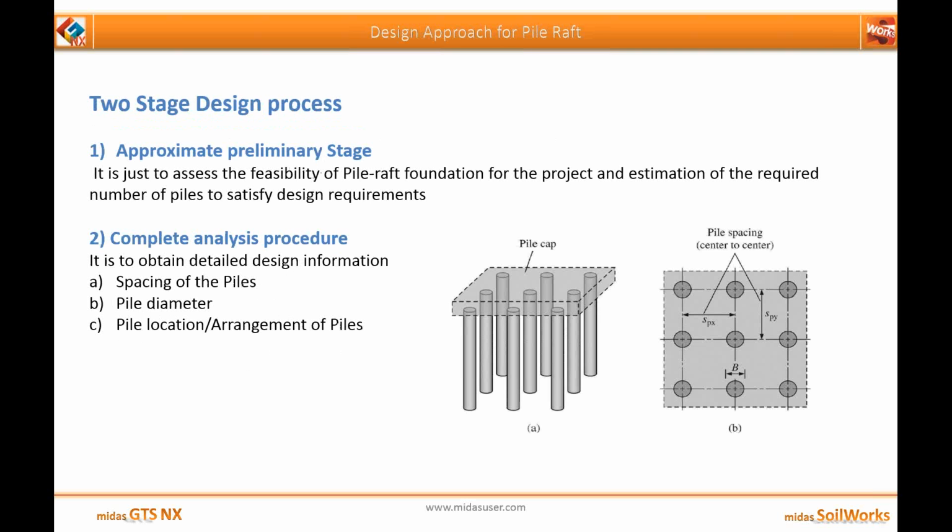Now the design approach for pile-raft. It is a two-stage design process. First we call it the approximate preliminary stage, and the second is the complete analysis procedure. In the approximate preliminary stage, it is just to assess the feasibility of pile-raft foundation for the project, that is, whether one should consider it or not, and to estimate the required number of piles to satisfy the design requirement. So it is just a first-hand calculation. The second is the complete analysis procedure, where one needs to determine the spacing of the piles, the pile diameter, the pile location, or one can say the arrangement of the piles for the project.